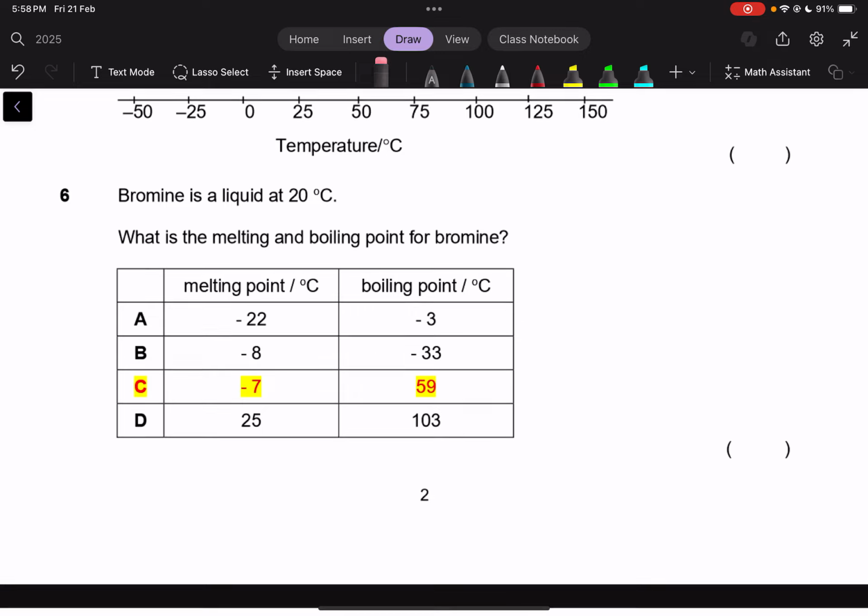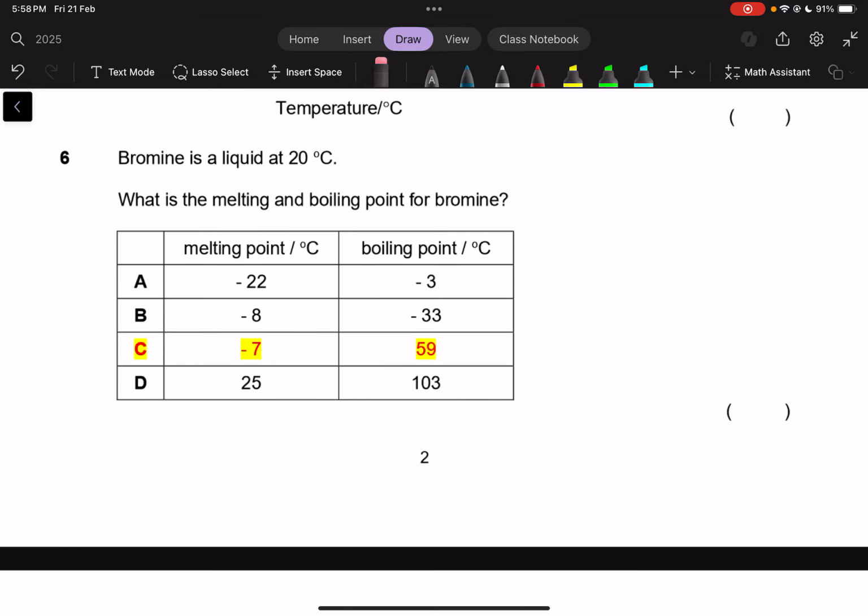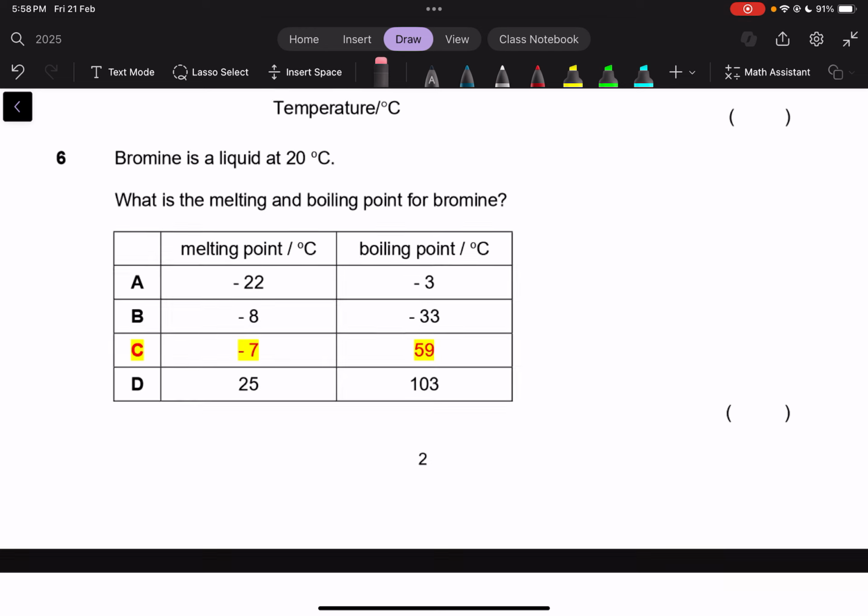Okay, now question 6. So similar thing, liquid at 20 degrees. So what it means is 20 degrees Celsius should be existing in the middle of the MP and BP. 20 degrees Celsius. So you just check lor. -22 to -3. So this one is already existing here already. So this one is wrong. -8 and -33 degrees. This one also not possible.